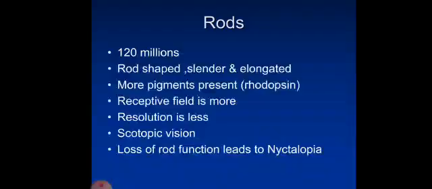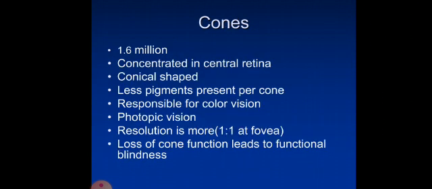Now this is a picture of the rods and the cones. About the rods, there are 120 million in number. They are rod shaped, slender and elongated, and they contain a pigment called rhodopsin. Their receptive field is larger, resolution is less, and rods are responsible for scotopic vision. Loss of rod function leads to nyctalopia.